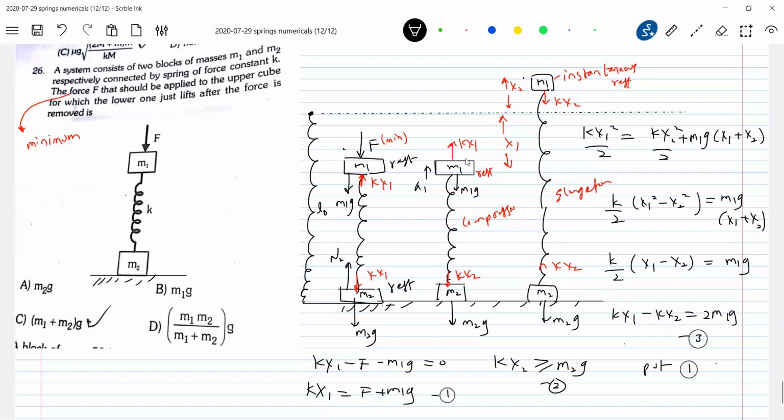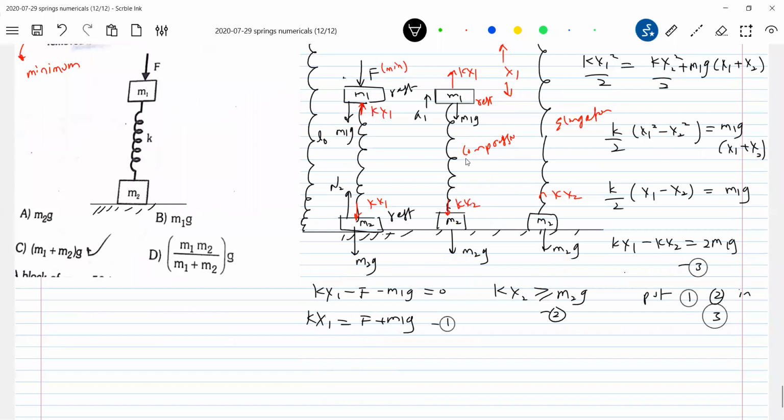Put 1, 2 in 3. How much will we get? kx1 will be f plus m1g. kx2 is m2g, equal to 2m1g. So what is that force? It is (m1 plus m2) into g. This is our answer.